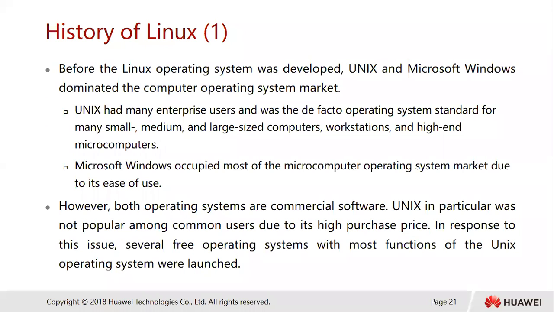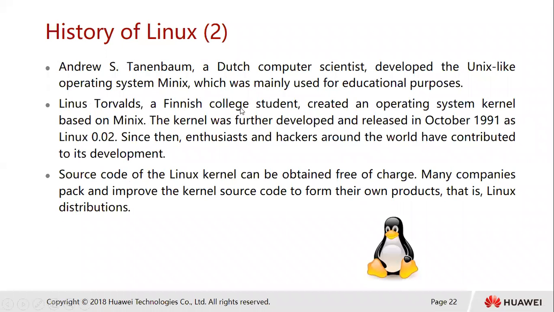Linux operating system. This is the history of Linux. Before Linux was developed, we had Unix and Windows operating system. Then Tannenbaum developed a Unix-like operating system called Minix. Linus then created his operating system kernel based on Minix, and later he came up with Linux, which is free of charge.